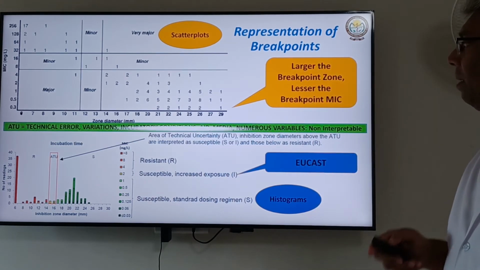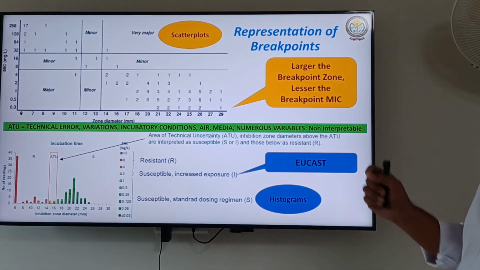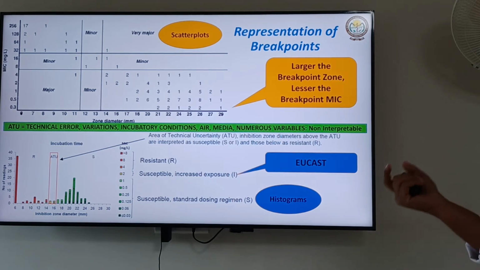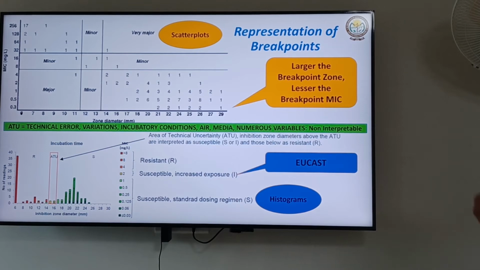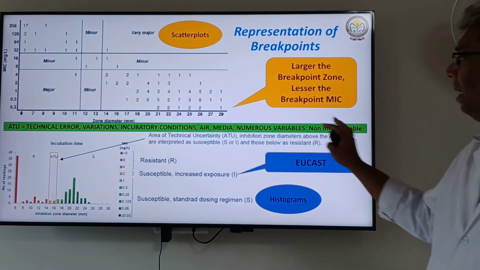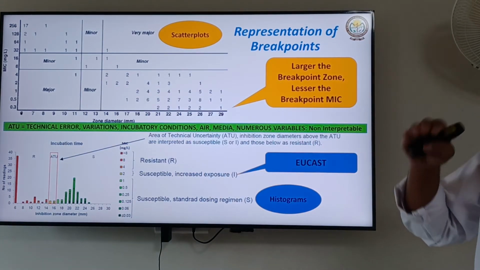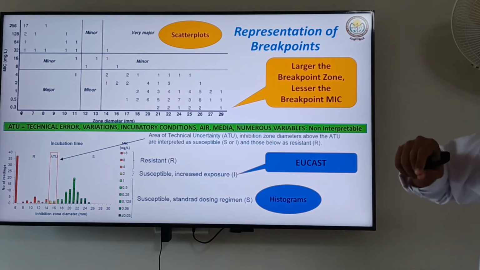So what is the area of technical uncertainty? It basically includes the technical errors. For example, there are variations in the media, variations in the pH, variations in the incubation conditions. There are numerous variables: the temperature, the time of incubation, the interpretation. So this is the area of technical uncertainty where you cannot do the interpretation. You cannot say if it is this, it is intermediate.